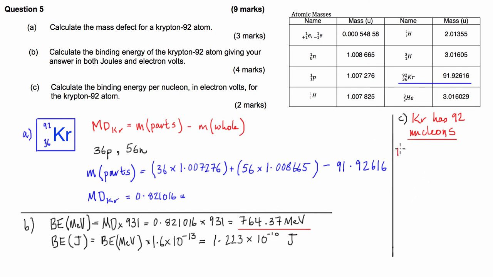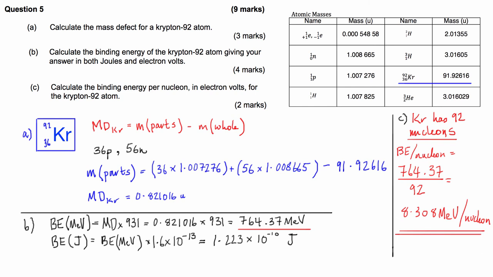So we can say that the binding energy per nucleon is going to be equal to 764.37 divided by 92. And that, my friends, is going to be 8.308 mega electron volts per nucleon.